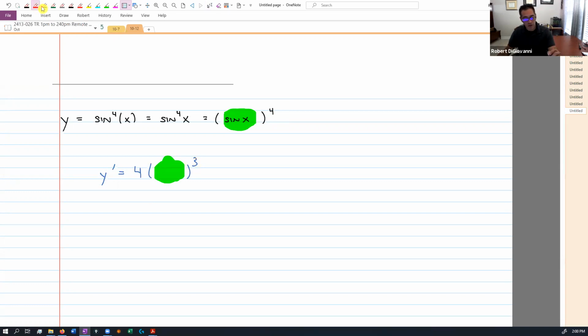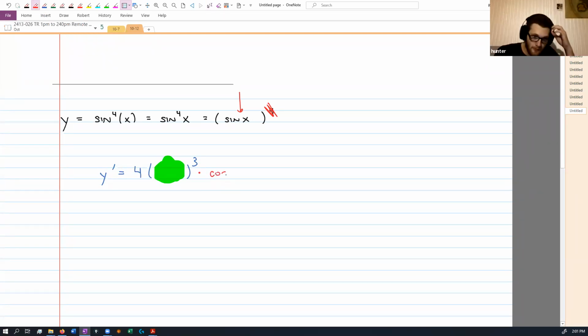Okay, so now the chain rule says we will ignore the blob there. We've already done the 4th power. Now we move inside and we take the derivative of the blob, right? So what is the derivative of the blob here? Cosine x, right? And what was the blob? It was sine x. That's the answer.